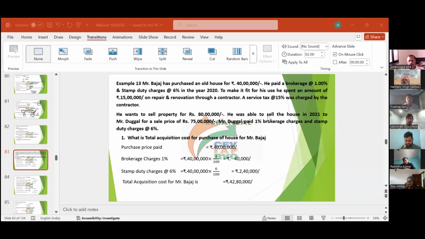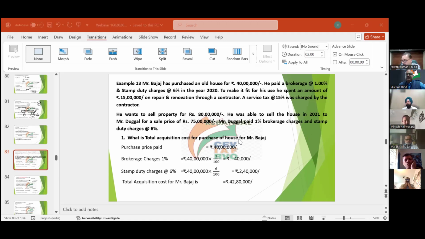He was able to sell the house in 2021 to Mr. Dukal for a price of rupees 75 lakh. Mr. Dukal paid 1% brokerage charges and stamp duty charges at 6%. What is the total acquisition cost of purchase for Mr. Bajaj?